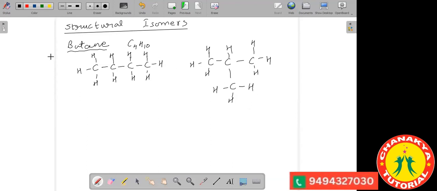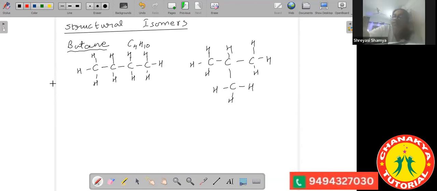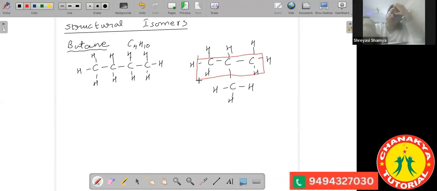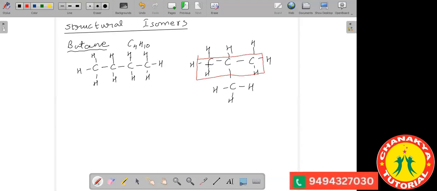Okay, so for that, I told you, you will first select your parent chain. And the parent chain should consist of the longest chain of carbon atoms. So what is the longest chain of carbon atoms? The three carbon atoms. Okay, so I can take this one as the longest chain. Then I have to start numbering. I can start numbering either from here or from here. So I start numbering from here: 1, 2, and 3. There are just three carbon atoms, so its parent name should be prop and not but. With all of them single bonds, it should be propane.